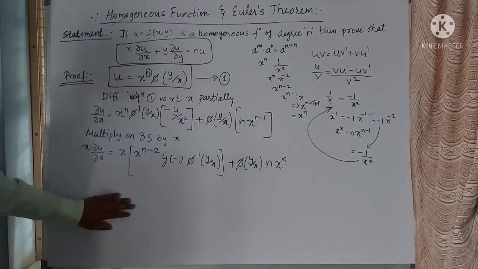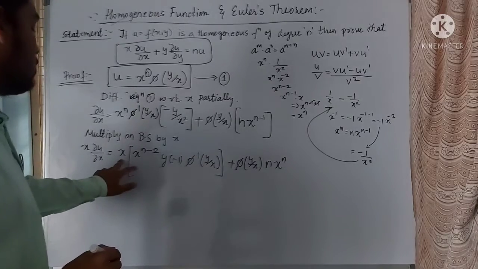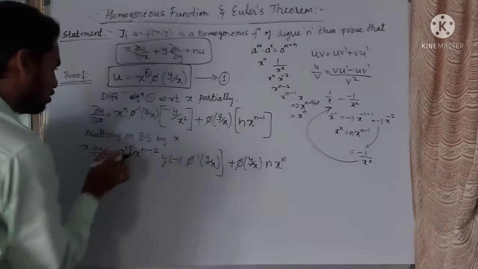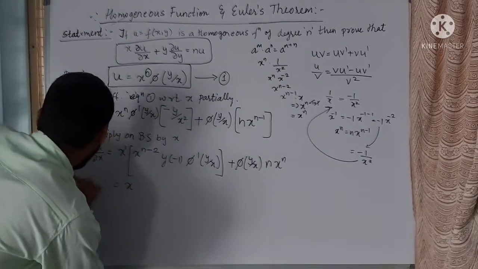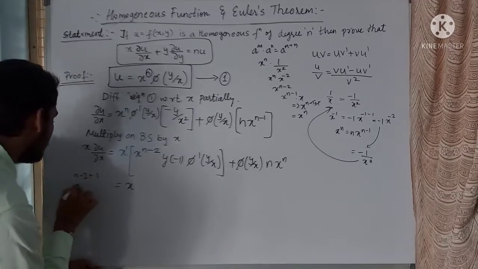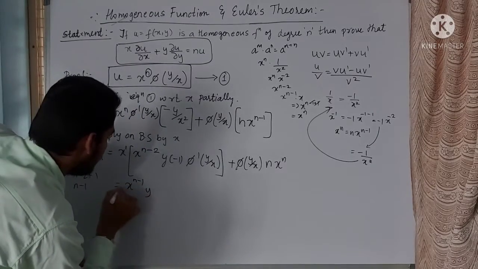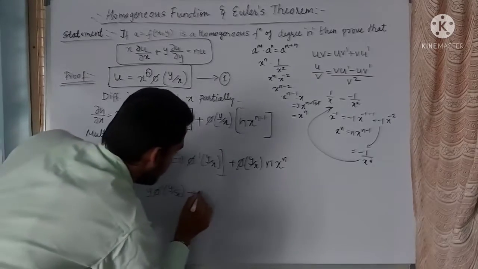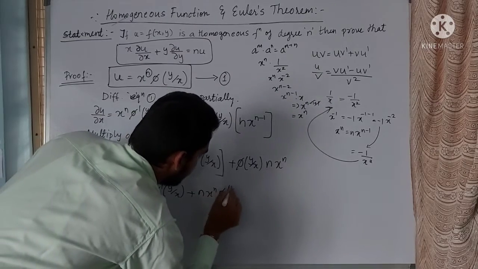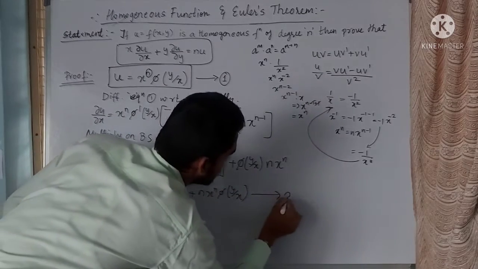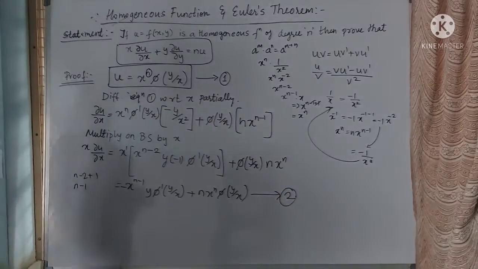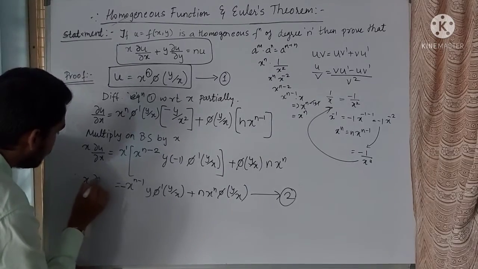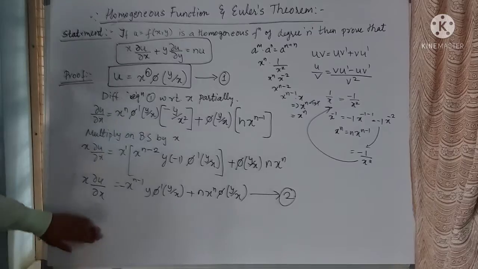Okay. Now what are you going to do? Here x raised to 1 into x raised to n minus 2. Using this formula, if I add both, then what am I going to get? n minus 2 plus 1, so it's n minus 1. So x raised to n minus 1 y phi dash of y by x plus n x raised to n phi of y by x. Let me call this equation number 2. This is x into dou u by dou x. So this is the one part I got.